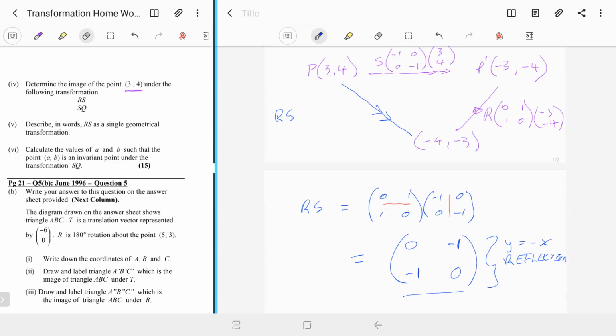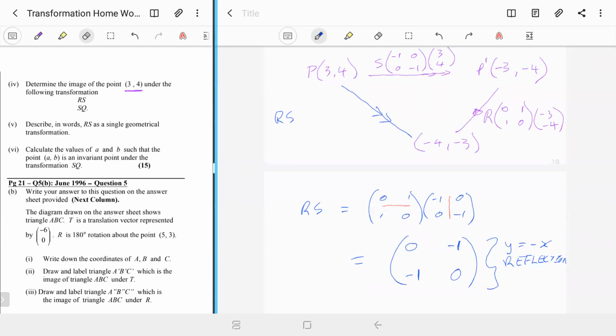So I'm going to apply this matrix to this point, and the answer is going to be the same answer. I'm going to apply the RS matrix, which is [0, -1; -1, 0]. Doing it in 1 step.